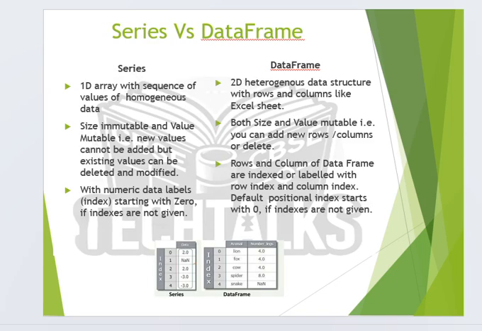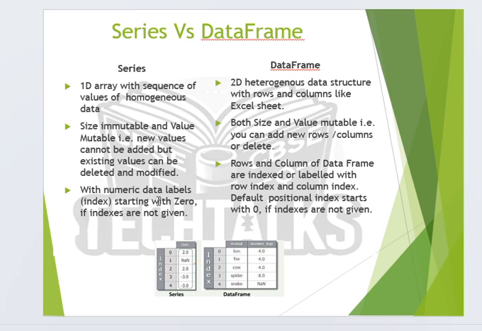So what exactly are series and data frames? When we talk about series, it is a 1D array with a sequence of values of homogeneous data, while the data frame is 2D and a heterogeneous data structure with rows and columns like an Excel sheet. Series are size immutable, means you can't change the size of a series, but values are mutable. So values can be changed in series. You cannot add new values, but existing values can be deleted and modified. In a data frame, both size and values are mutable, means you can even add rows and columns or you can delete also. With the numeric data labels, index starts with 0.